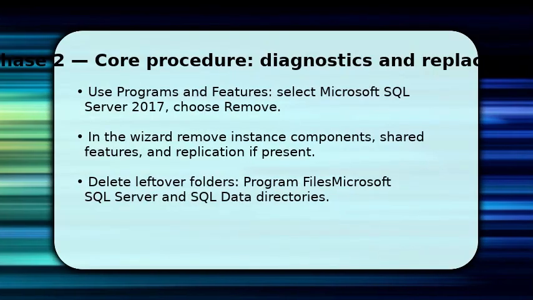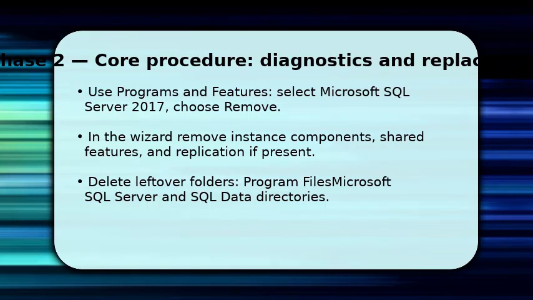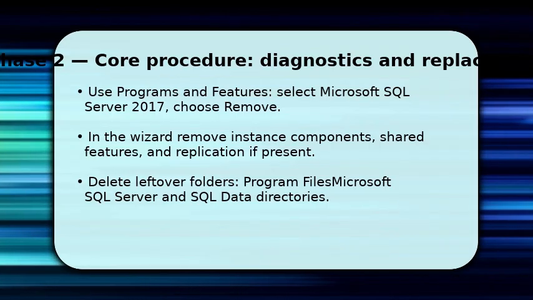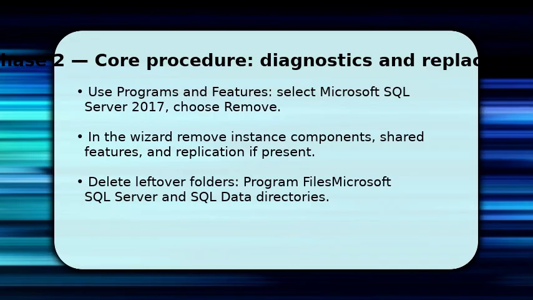You now run the removal sequence. Open Control Panel, then Programs and Features, select Microsoft SQL Server 2017 and click Remove. The SQL Server Installation Center will launch. Next, pick the specific instance and deselect features to remove: database engine, reporting services, integration services, and shared components as needed, because these choices control which binaries are uninstalled.